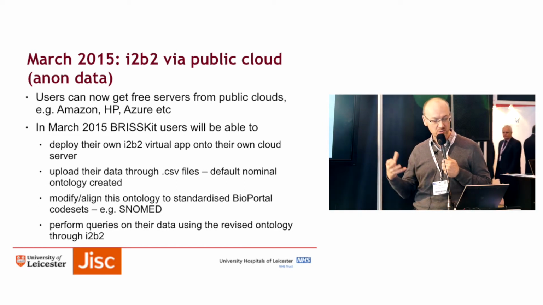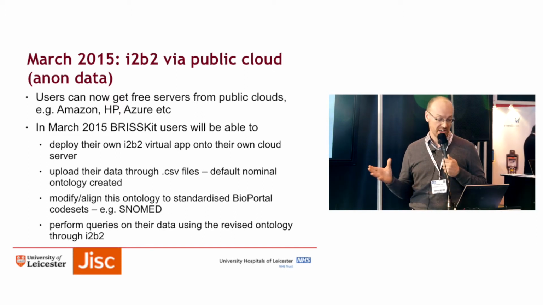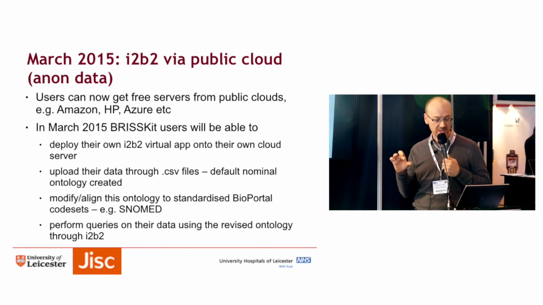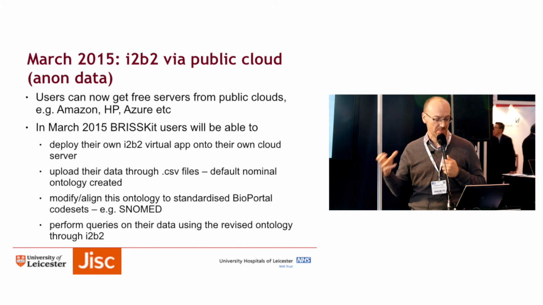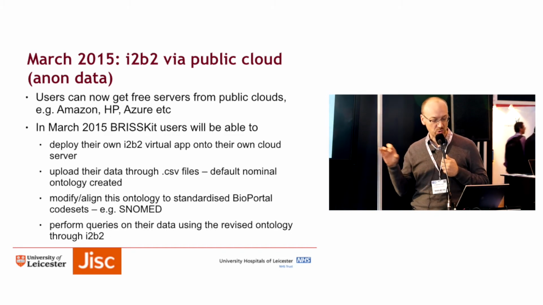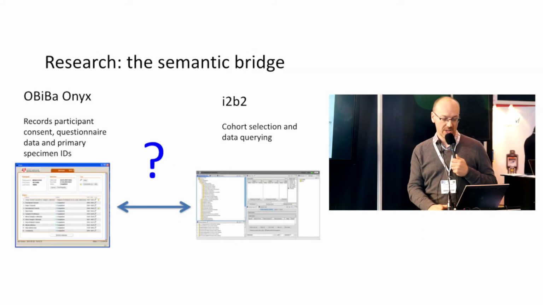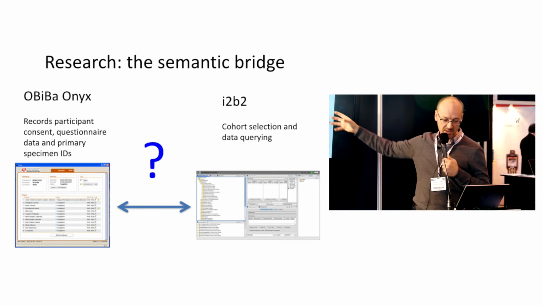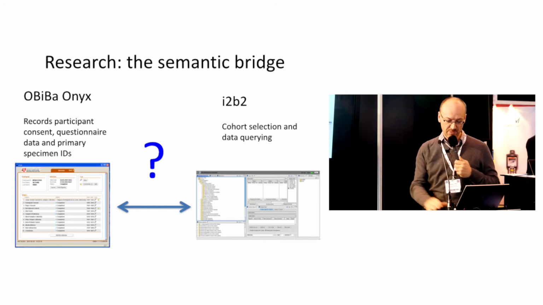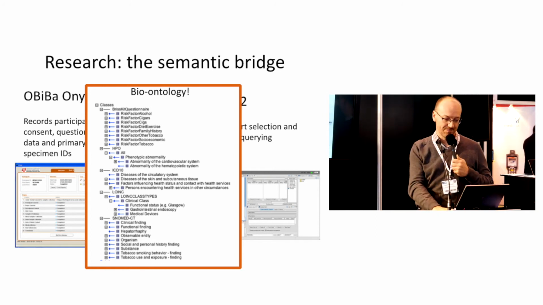We will offer an easy way to upload CSV, Excel type files of data. We already have working prototypes for that. And this will allow people to modify those data sets, add ontological data, SNOMED and other standard codes from BioPortal. And you can then perform queries on the data by combining those data sets through I2B2. An illustration of how you do that is you might take questionnaire data, pull it into I2B2 as I showed before, use a bioontology to match those different data sets.